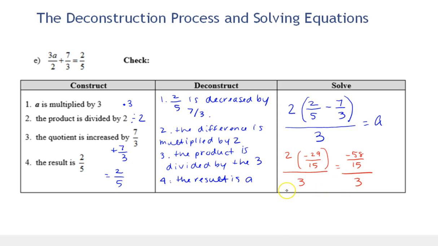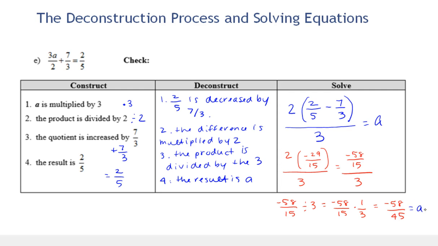Sorry, we're running out of room here. So remember, another way to think of the fraction bar, like we've been saying, is dividing, but we can also write it as a division symbol. So negative 58 over 15 divided by 3 is equivalent to multiplying negative 58 over 15 times 1/3, which is negative 58 over 45. Okay, so this is our A.